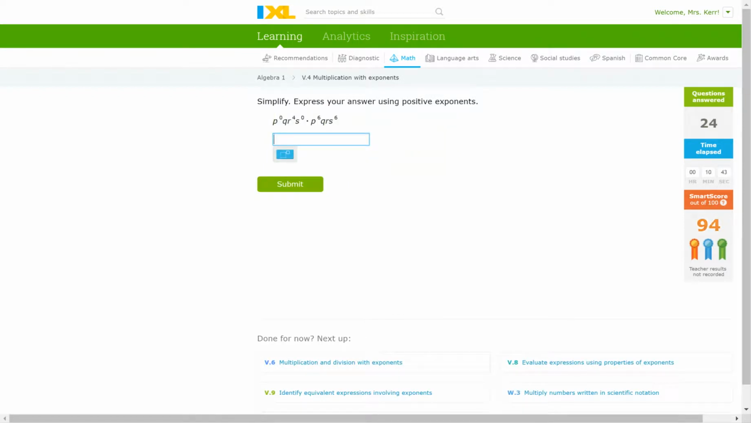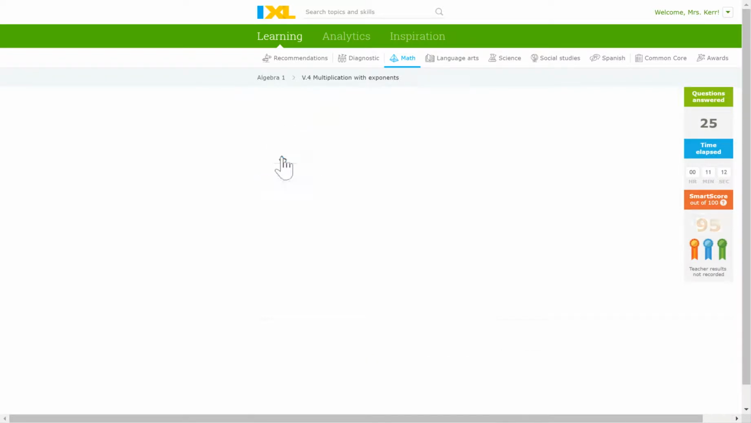And then p to the 0 times p to the 6 is just p to the 6, because you're just adding the exponents. Be careful, q times q, there's really 2 1s there, so that's why it's q squared. R to the 4th times r to the 1st, even though there's not an exponent written, you can draw a little 1 there. 4 plus 1 is 5. S to the 0 times s to the 6, you add the exponents.